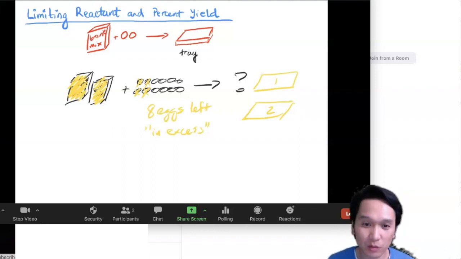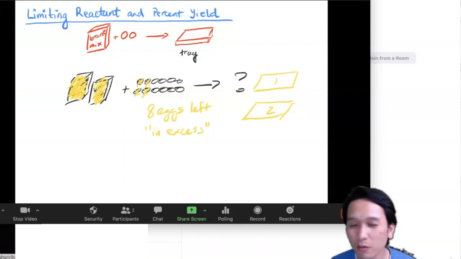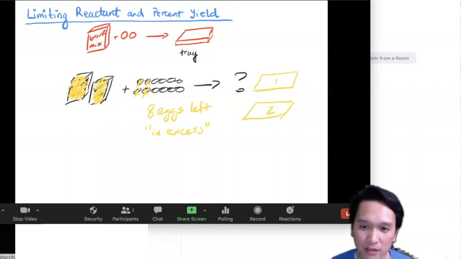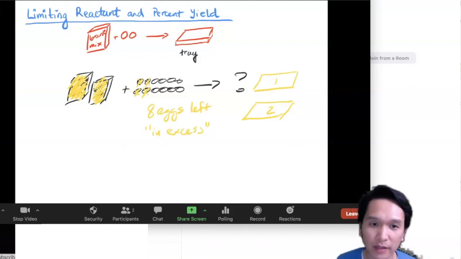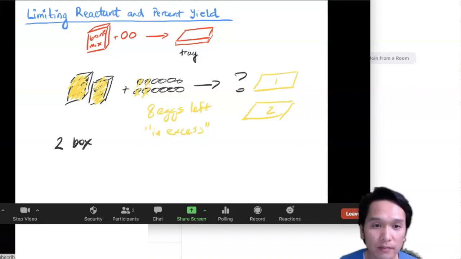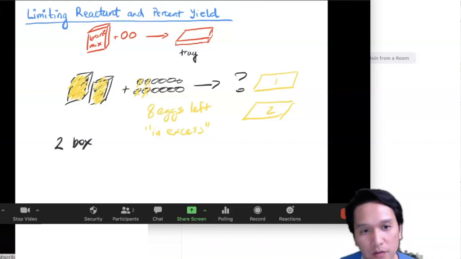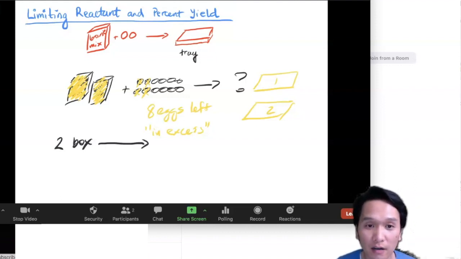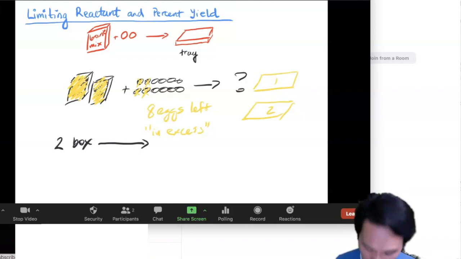Well, now in chemistry, it gets more complicated than this, so we need a more systematic way of approaching this problem. I will teach you one way that I like to do it. This way is to theoretically calculate the maximum amount of product you will get based on the reactant you have, calculating on one reactant at a time. For example, because there's a 1-to-1 relationship between my box of brownie mix and 1 tray of brownies, if I have 2 boxes of brownie mix, I can make 2 trays of brownies.